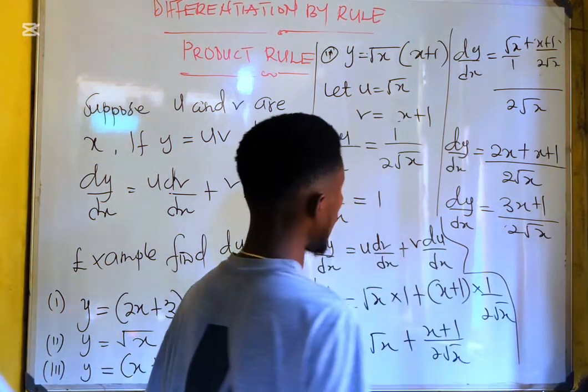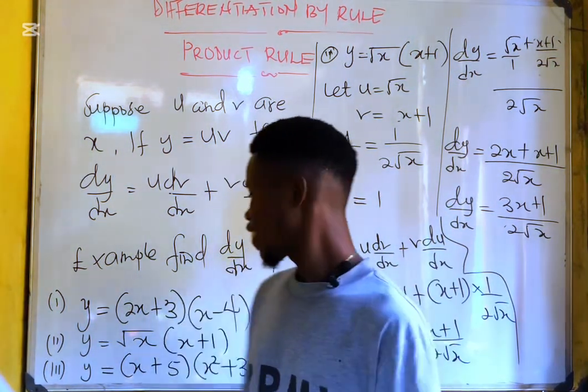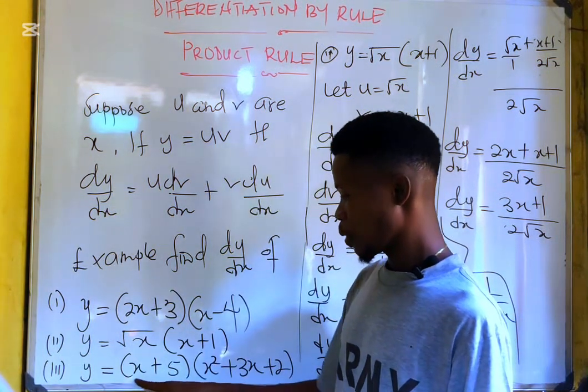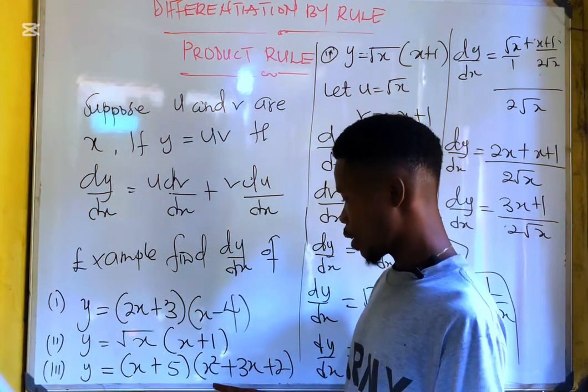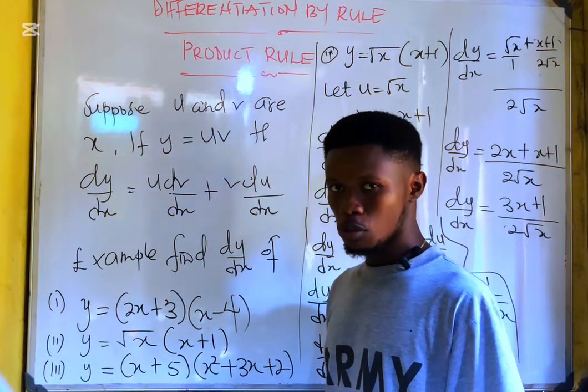Let's look at the iii, or you can try. Okay. You try this and leave the answer in the comment section for me. x plus 5, x squared plus 3x plus 2. This is product rule, so try it for me.